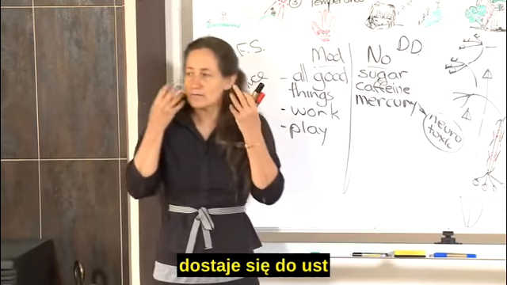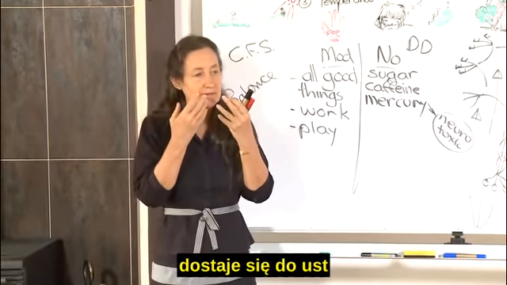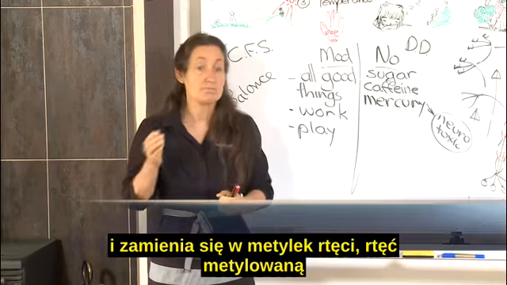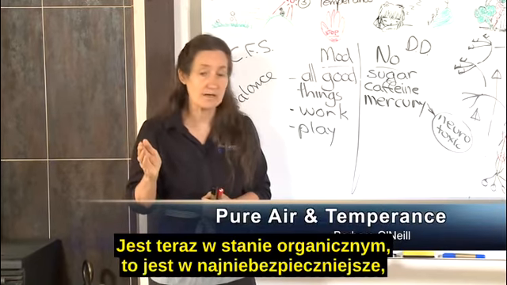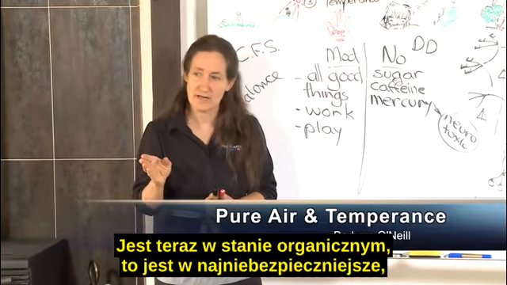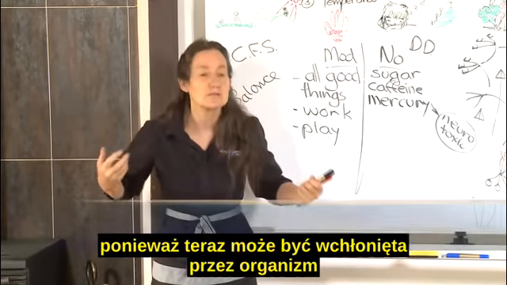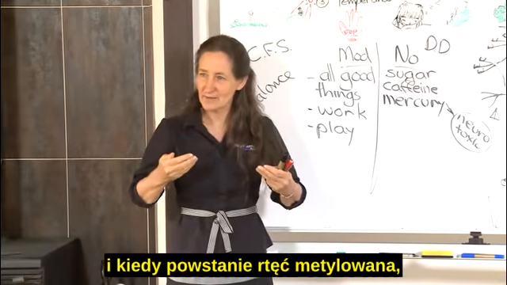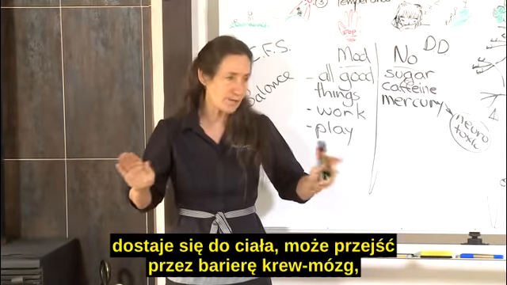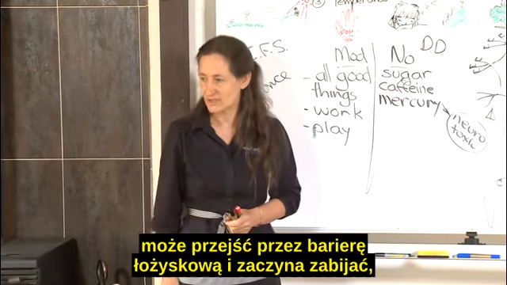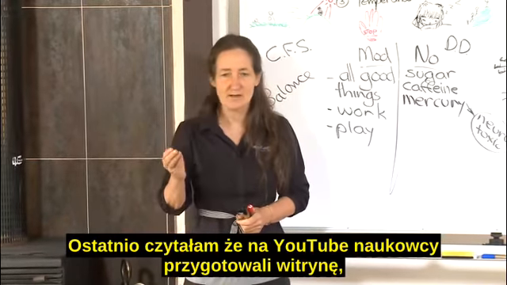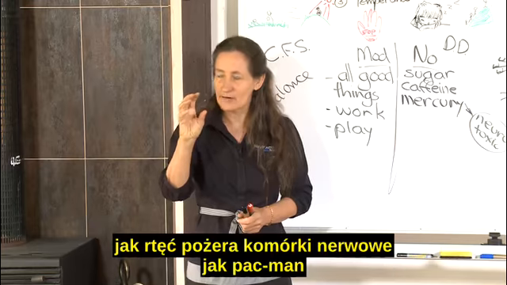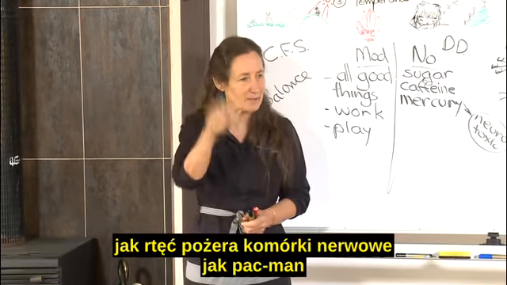When mercury from the mercury fillings goes into the mouth, it unites with the bacteria in the mouth and converts to methyl mercury. That's methylated mercury. It is now mercury in an organic state. Now that's its most dangerous because now it can be absorbed into the body. Remember, you've got a hollow tube here. And when it's broken down to methylated mercury, it gets into the body, goes through the blood-brain barrier, goes through the placenta barrier, and it starts to kill. I was reading recently that on YouTube, these researchers have put up a little site, and you can look at a little video clip of mercury chomping into brain cells, like little Pac-Men. Ooh.